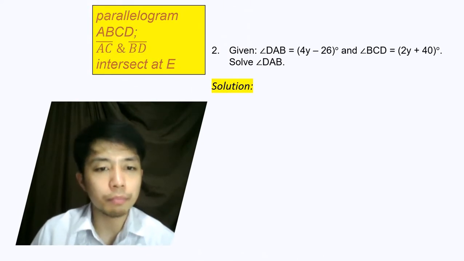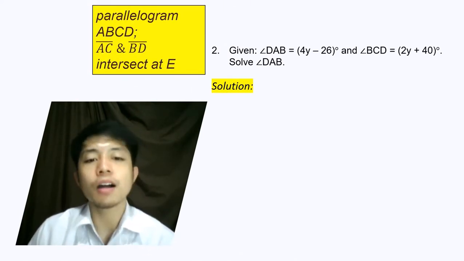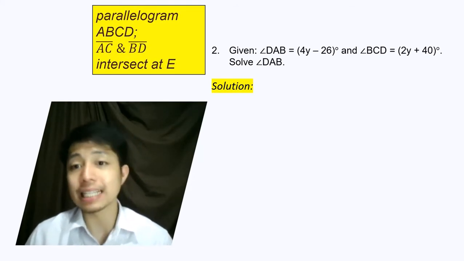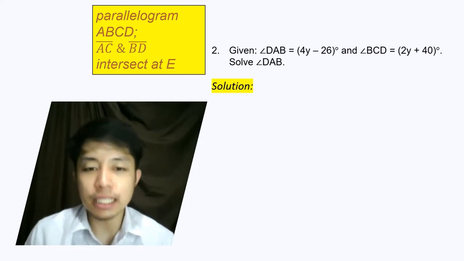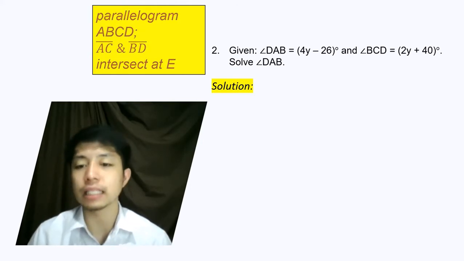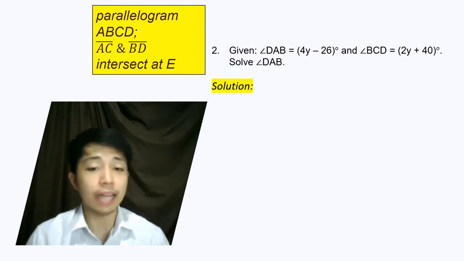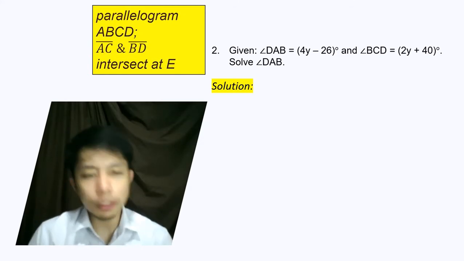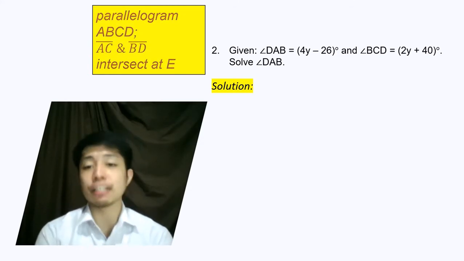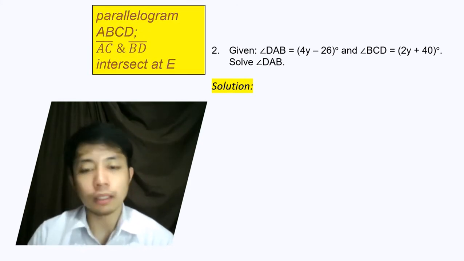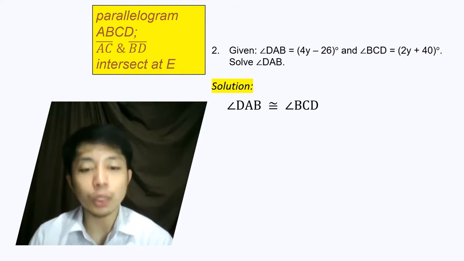Okay, here is problem number 2. The given are angles. You have angle DAB that is equal to 4y minus 26 degrees, and angle BCD that is equal to 2y plus 40 degrees. Now we need to solve angle DAB, or we can simply say angle A. Both are just the same angle, angle DAB or angle A. Now, what property of parallelogram is involved here? Okay, we can use property number 2: opposite angles are congruent. So we can equate the two given angles.